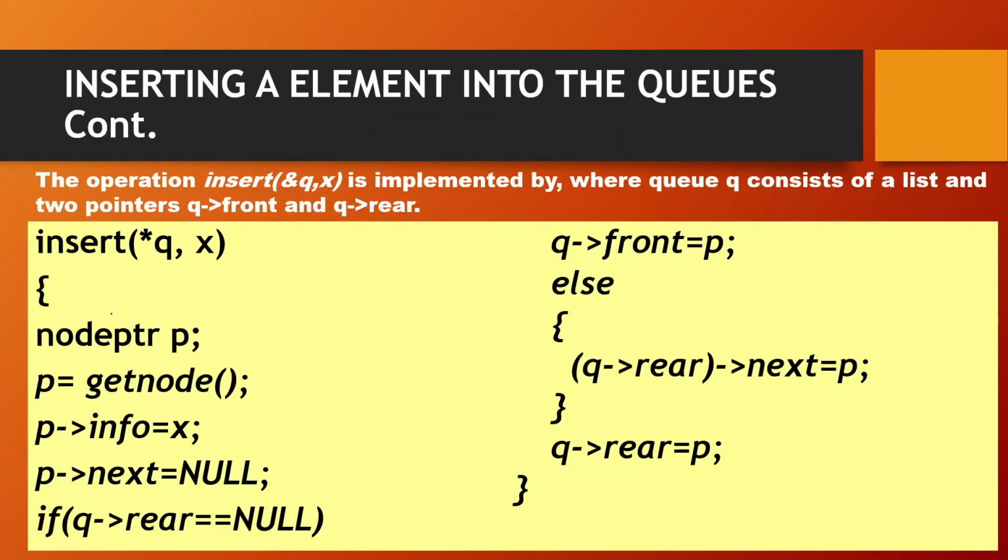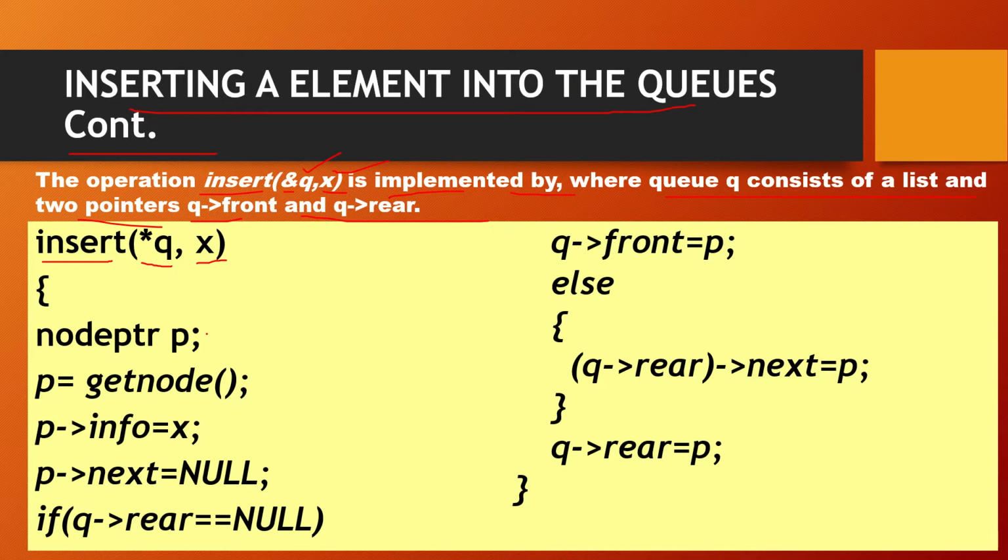So this is the algorithm for inserting an element into the queue. The operation of insert q, x is implemented where q consists of a list and two pointers, q front and q rear. We are providing the address of q and x is the element that we want to insert into the queue. So we have a function named insert q. We are providing the address of q in which we want to insert the element, and x is the element that we want to insert.